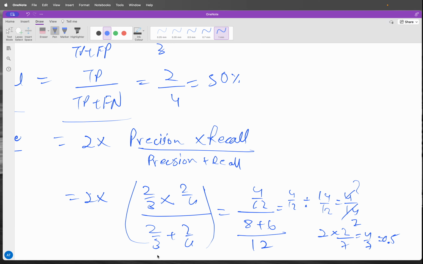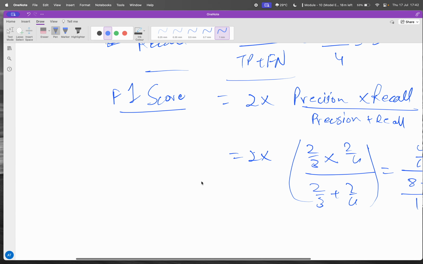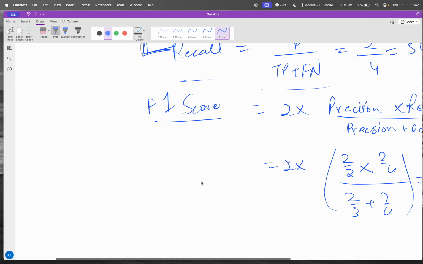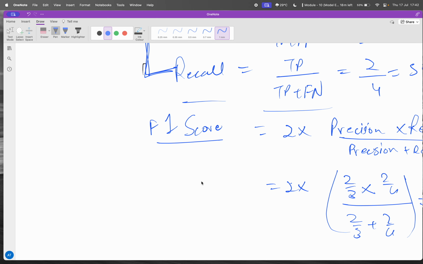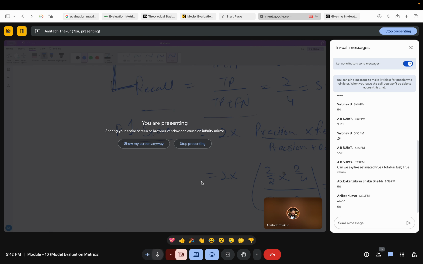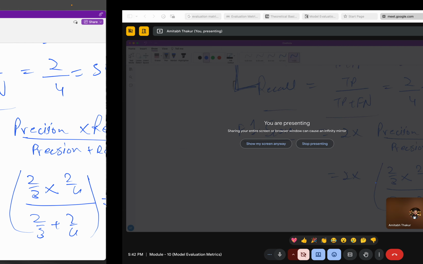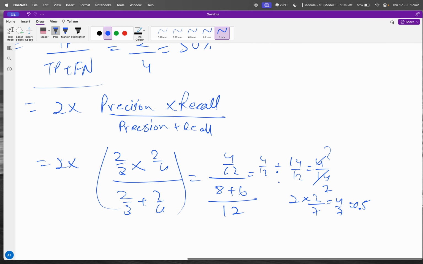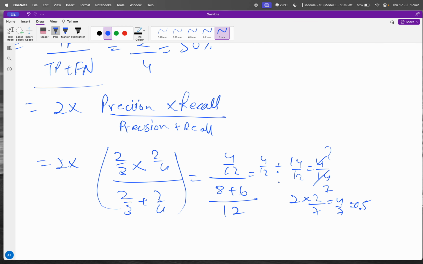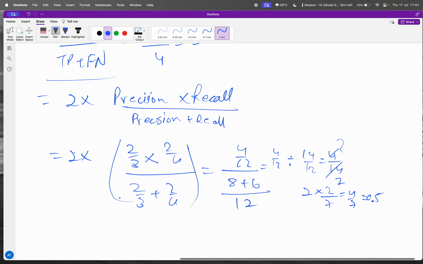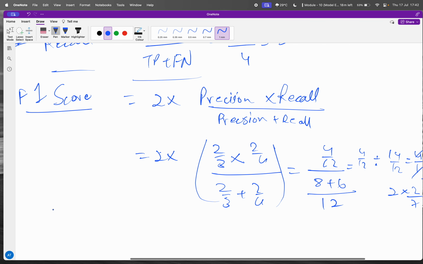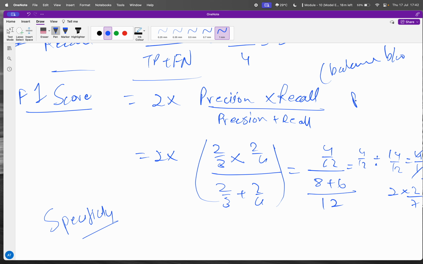Yeah, so let's go back to the question, and we successfully found the 4 parameters, right? Are you guys having any kind of doubt? Just ask me right now. Okay, let's proceed further with the next evaluation metric, that is specificity. Over here I'll write specificity. F1 score, I told you, is the balance between precision and recall.